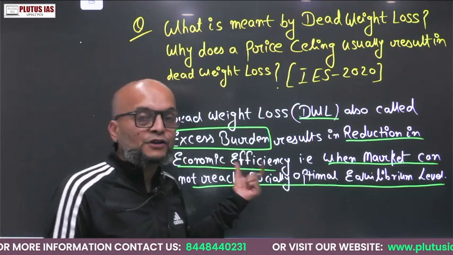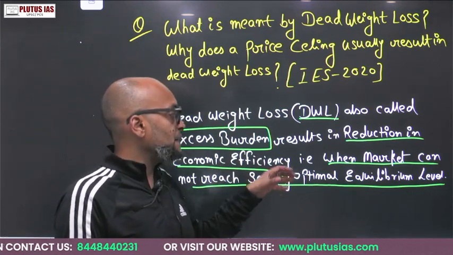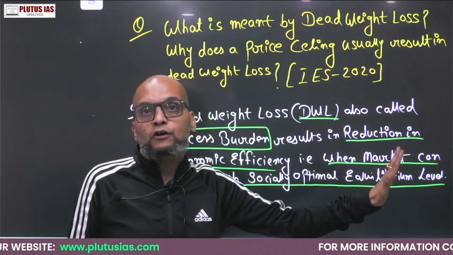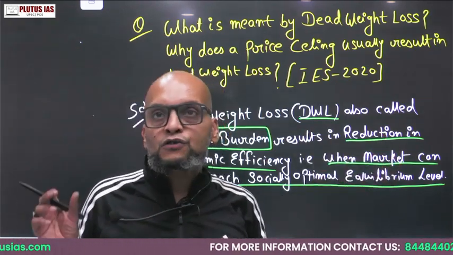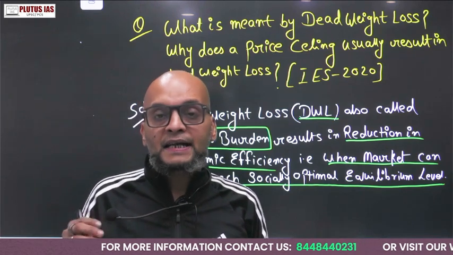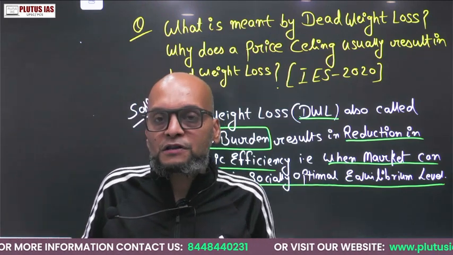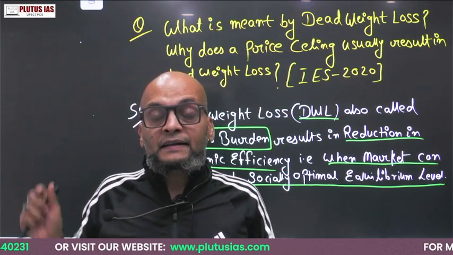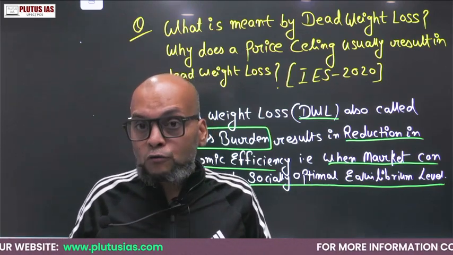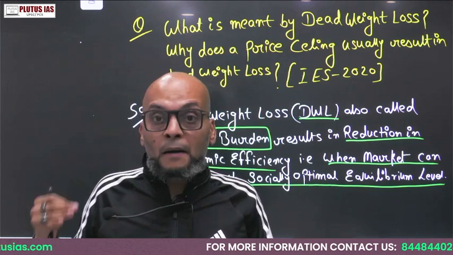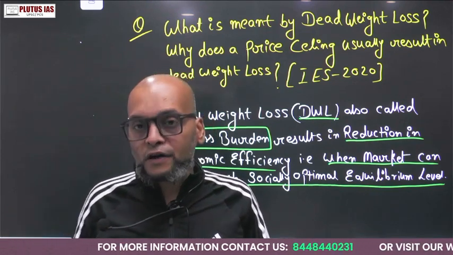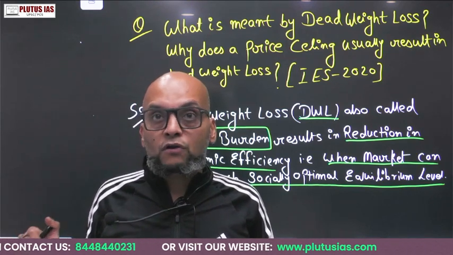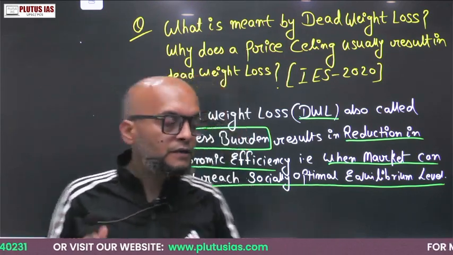What do we mean by reduction in the efficiency of the economy? It means that market cannot reach socially optimal equilibrium level. What is the meaning of socially optimal equilibrium level? See guys, optimal means the best possible that we can get, okay? So, market will not be able to get the best possible output or the best possible price or the best possible quantity equilibrium under the case of deadweight loss. Okay, understood?